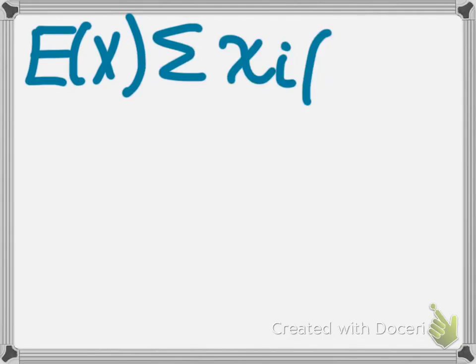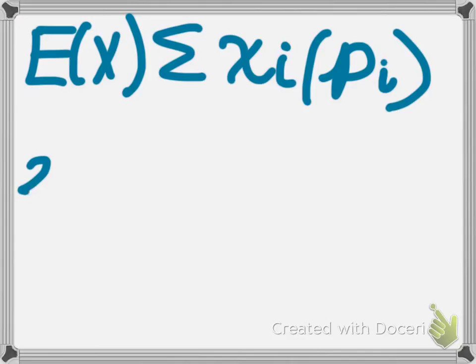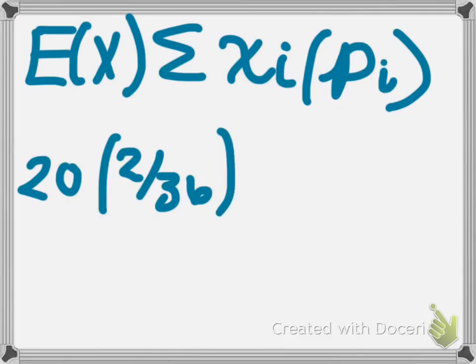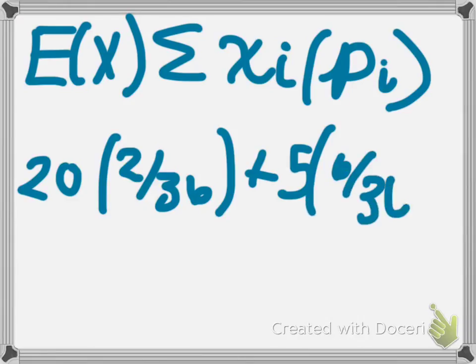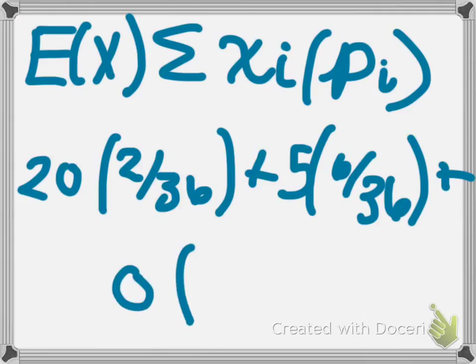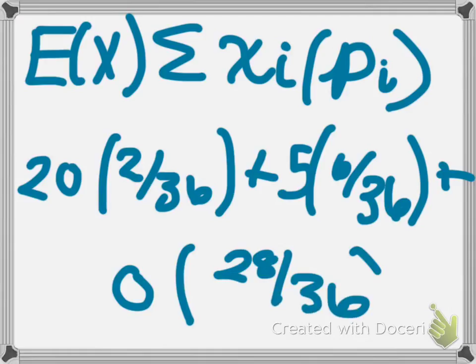Make sure you know how to use the formula, the sum of X of I times the probability of I. That's where you take your first outcome, 20, times the probability of that outcome, 2 over 36. Plus your second outcome, which is 5, times the probability of that happening, 6 out of 36. This is where you can do the dot, dot, dot, but there's no need here because we only have one more outcome. 0 times the probability of that happening is 28 out of 36. Make sure you know how to do the standard deviation as well.